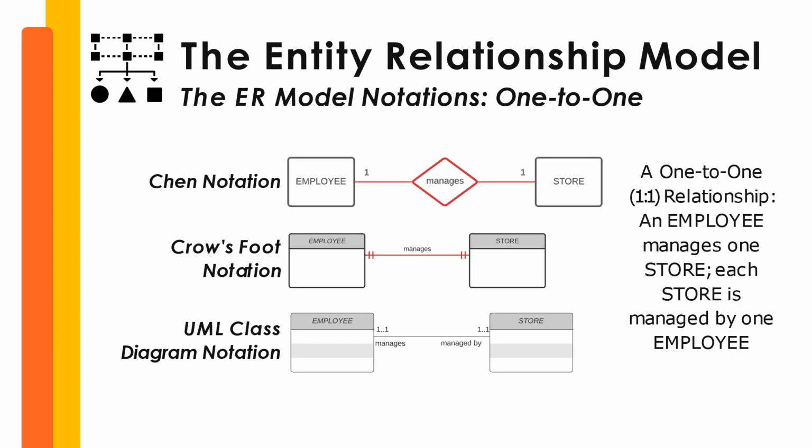And same goes with the one-to-one relation. Instead of using M or N for the chain notation, we're just going to make use of 1. For the crowsfoot, we're just going to make use of 2 lines for both ends. And for the UML class diagram notation, we're going to make use of 1..1 on both ends.